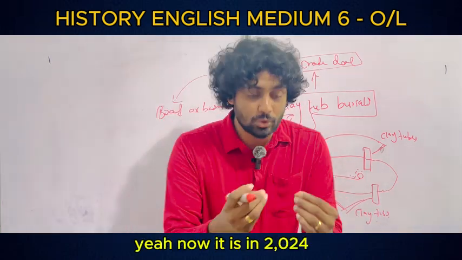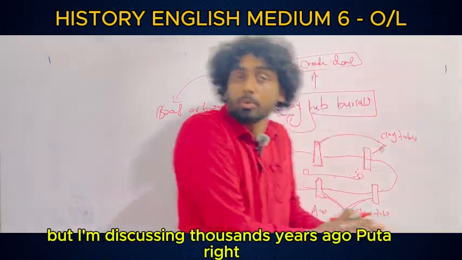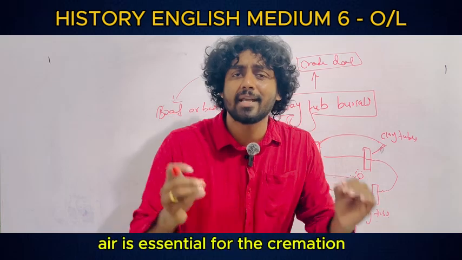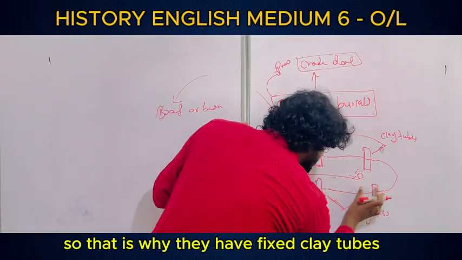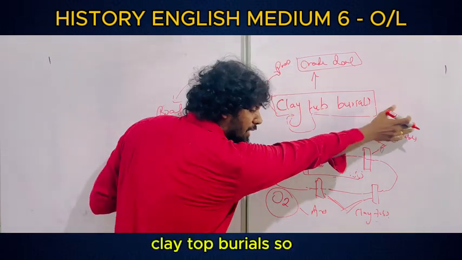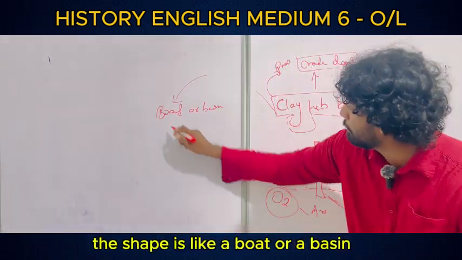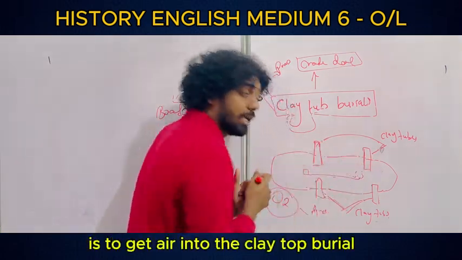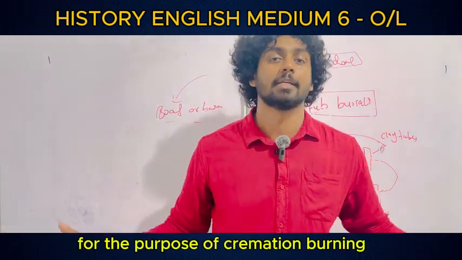Now it is 2024, and we know that oxygen is essential, but I am discussing thousands of years ago, right? Thousands of years ago, our people knew that air is essential for cremation, the process of burning. That is why they fixed clay tubes, and that is why this is also known as clay tub burials. The shape is like a boat or a basin. The purpose of having clay tubes is to get air into the clay tub burial for the purpose of cremation, burning.